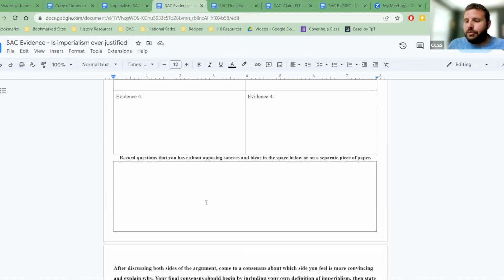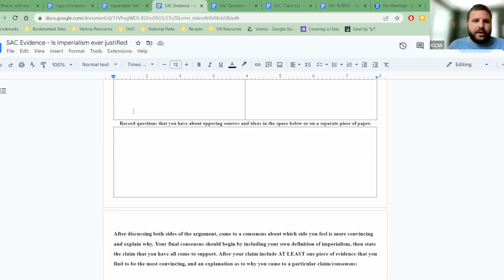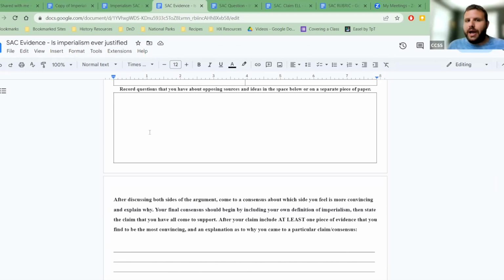Part of this is also about asking thoughtful questions, probing questions, and questions that can get your opposite side to explain something in more detail. So there's always a space here to record questions that you have about opposing sources and ideas.